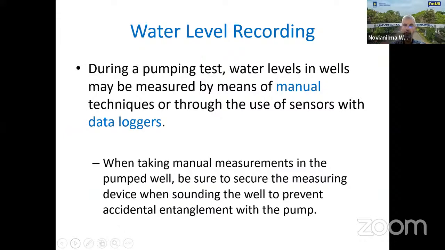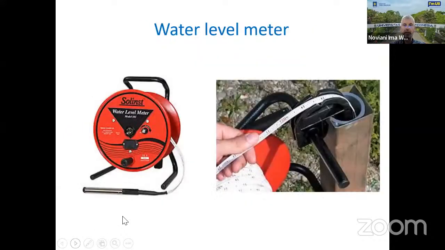How do we do that? Water level meters look like this. It is basically a metal sensor that you lower into the well. This is a wheel that has a lot of tape, this type of tape, you can see it down here, and you put the sensor into the well and then you lower it down. And if you look carefully, you can see that the tape has markings. And these markings are in centimeters. So each marking is 1 centimeter.